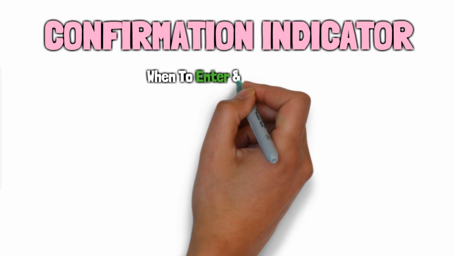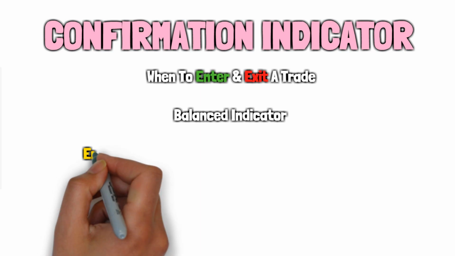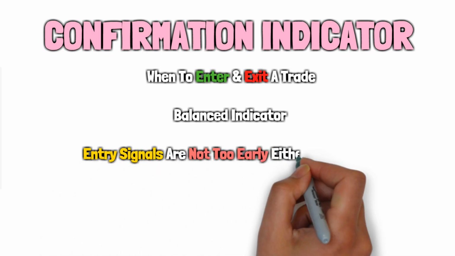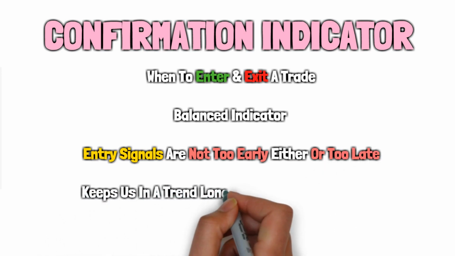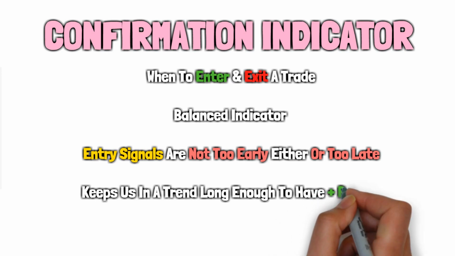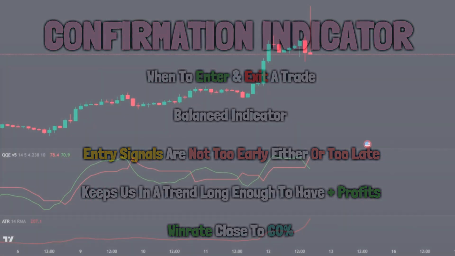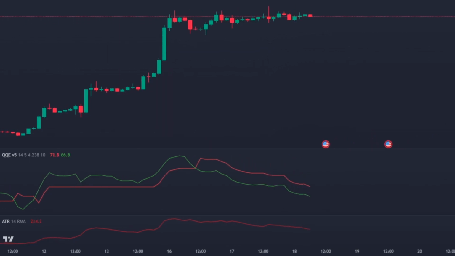The confirmation indicator is intended to tell us when to enter and also when to exit from a trade. As such, it must be a balanced indicator which does not give us entry signals either too early or too late, which keeps us in a trend for the time necessary to have the highest possible returns, and which has an acceptable win rate. In my crypto strategy, the best indicator for this purpose was the QQEMT4, but that doesn't mean that it will also be the best one for this forex strategy.